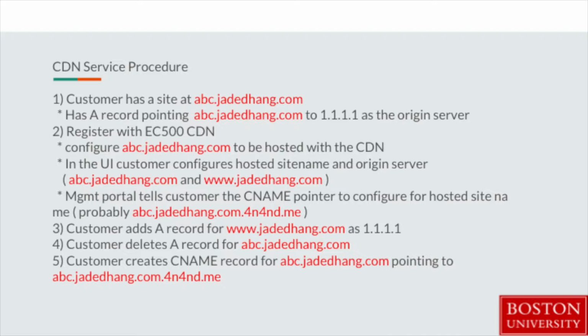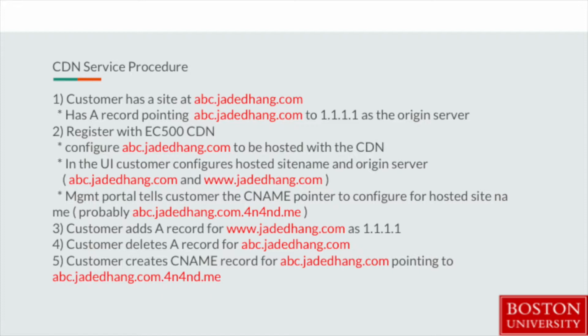The client has to add a record for www.jethung.com as its original IP. The customer has to delete the record for abc.jethung.com, and the client has to create a CNAME record for abc.jethung.com pointing to our abc.jethung.com.414d.me. And after this, the client has already registered with our system service.